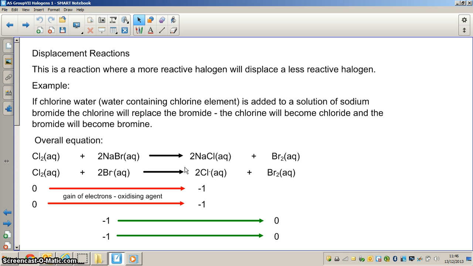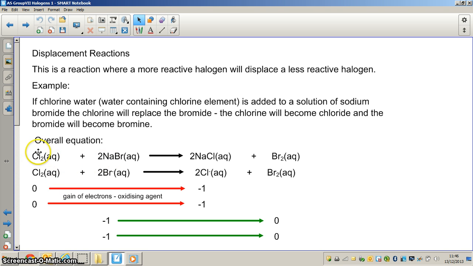And here's a typical example. If we take chlorine water, which contains chlorine element, and we add it to a solution of sodium bromide, what will actually happen is the chlorine will replace the bromide. So the chlorine will become chloride and the bromide will become bromine. And this is actually an oxidation and reduction reaction. So essentially this is what's happening.